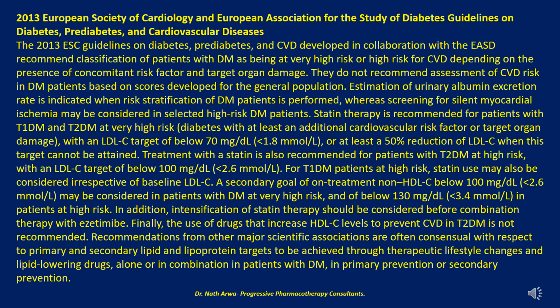A secondary goal of on-treatment non-HDL-C below 100 mg per deciliter, that is less than 2.6 millimoles per liter, may be considered in patients with DM at very high risk, and of below 130 mg per deciliter, that is less than 3.4 millimoles per liter, in patients at high risk. In addition, intensification of statin therapy should be considered before combination therapy with ezetimibe. Finally, the use of drugs that increase HDL-C levels to prevent cardiovascular disease in type 2 diabetes mellitus is not recommended.